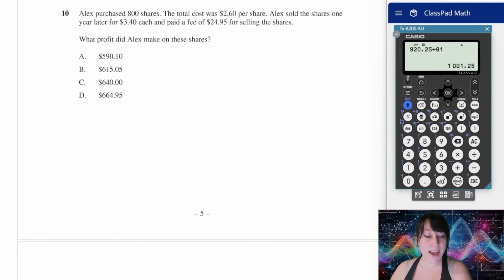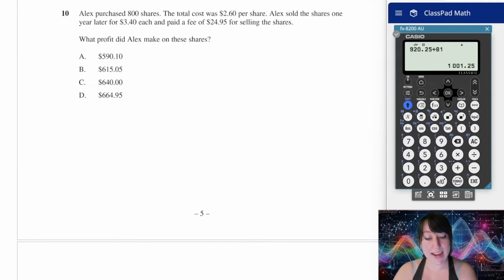Number 10 says Alex purchased 800 shares. The total cost was $2.60 per share. Alex sold the shares 1 year later for $3.40 each and paid a fee of $24.95 for selling the shares. What profit did Alex make on these shares? So this question is about shares, but it doesn't have anything to do with dividends or dividend yield. It's just a profit and loss question.